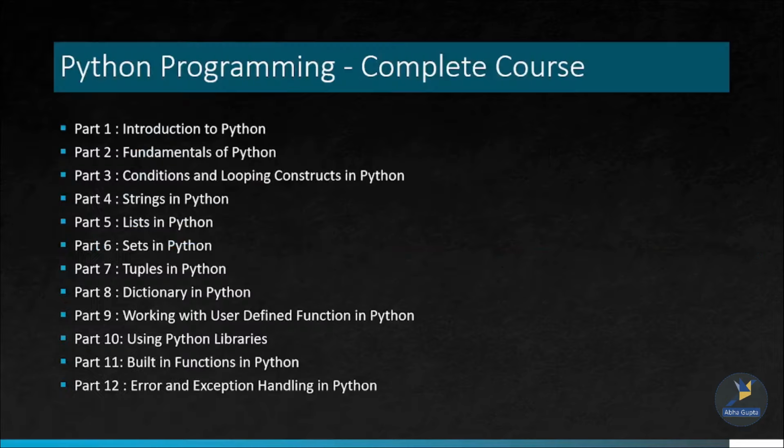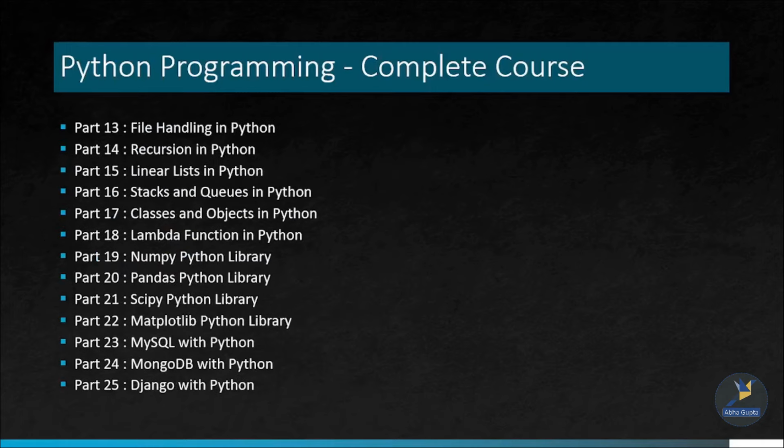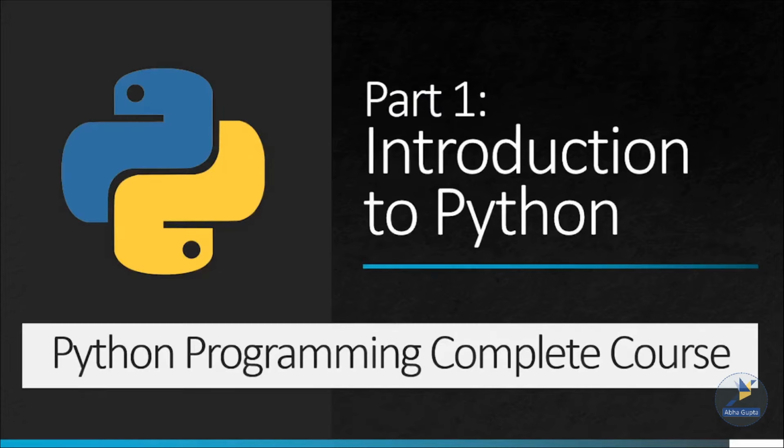This course is divided into 25 parts and each part will cover a different topic with practical examples. This is part 1, Introduction to Python. In this video, we will discuss what is Python language, its features, advantages and disadvantages, usage and how to write a simple code using Python shell and Visual Studio Code.